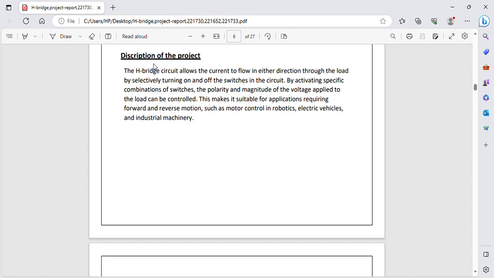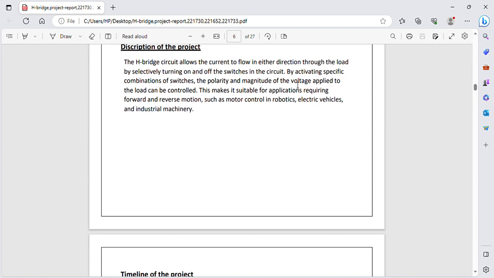The description of the project is here. The H-bridge circuit allows the current to flow in both directions. In whatever direction we want to move our motor, we are able to. By pressing the forward button, the motor will start moving in the forward direction, and by pressing the reverse button, the motor is going to move in the reverse direction.